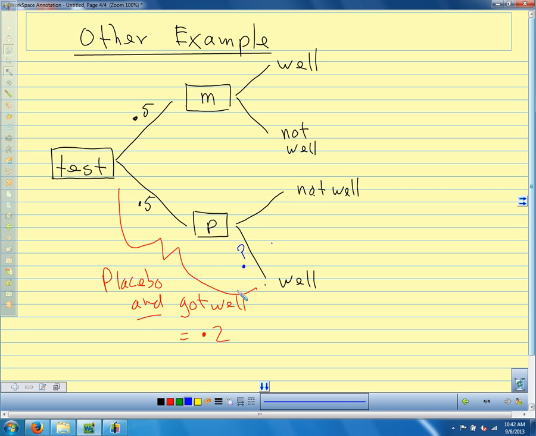To find an and probability, we multiply. So we know that 0.5 times question mark equals 0.2. We multiply along the branch to get the entire probability. So question mark was 0.2 divided by 0.5, which is what we did in the other problem. So in the other problem, they gave us this entire branch, and we had to find this piece.